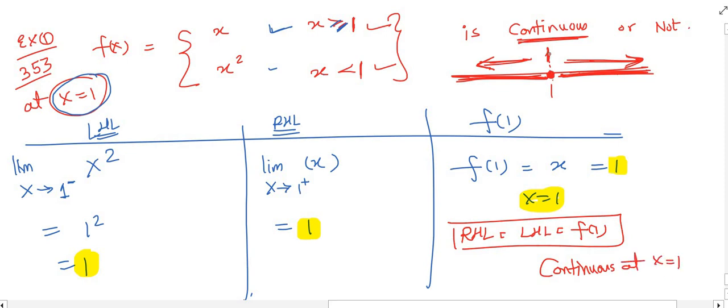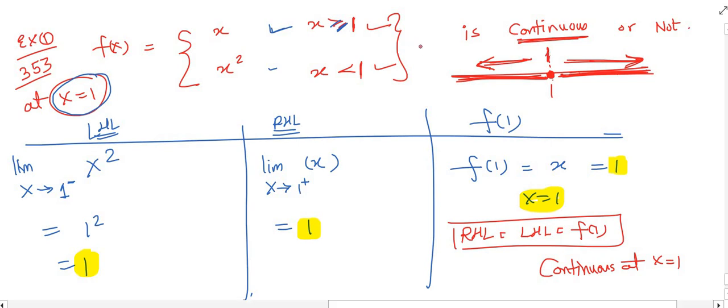So 1 point is not a problem. But we have to make sure what the function is doing before 1. Means say the point is 0 or the point is say minus 1, minus 2, minus 3. There is some general point. Okay.